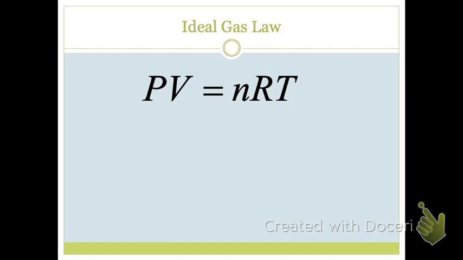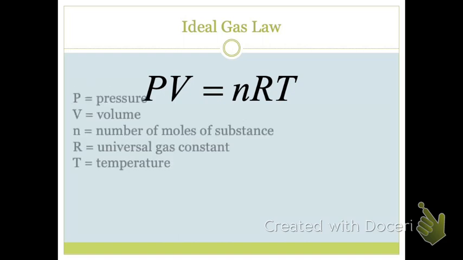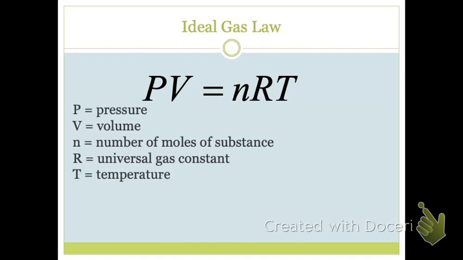PV equals nRT. Four of those probably look familiar to you, but one probably doesn't. P is for pressure, V is volume, n, we talked about the other day, is the number of moles of our substance. R is the one that's new for us. It's the universal gas constant. So it is truly a constant. It's the same every single time. So the R value, I'll give you that here in just a second. And then our T value is temperature.